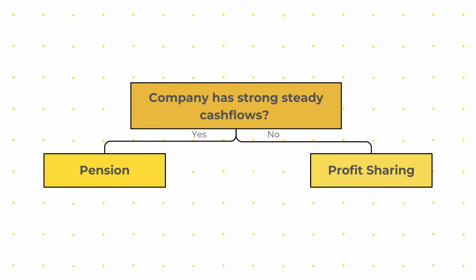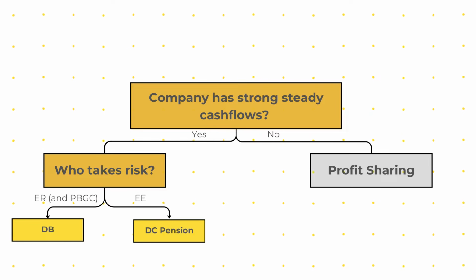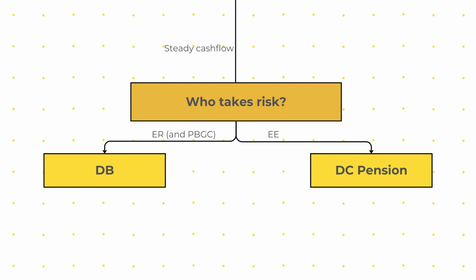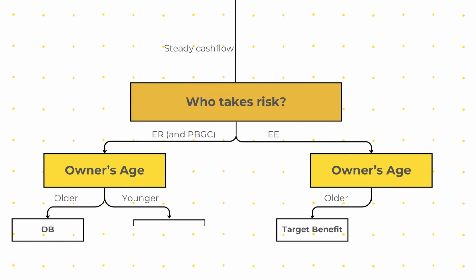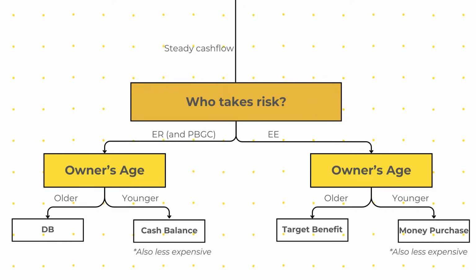Now, if the company can afford to make annual contributions, the next factor to consider is who is going to take on the risk. That could be investment risk, longevity risk, or risk of the company going under. This is how we filter to either DB or DC plans. From there, in both cases, we want to know if age is a factor in plan selection. If the owner is older, chances are you want to recommend a traditional DB or a target benefit plan. If the owner is younger, then the less expensive cash balance or money purchase plan might make more sense.